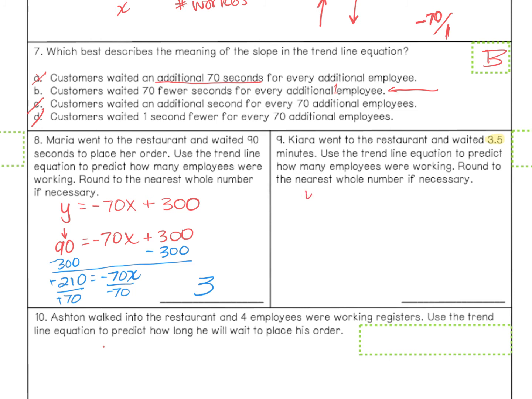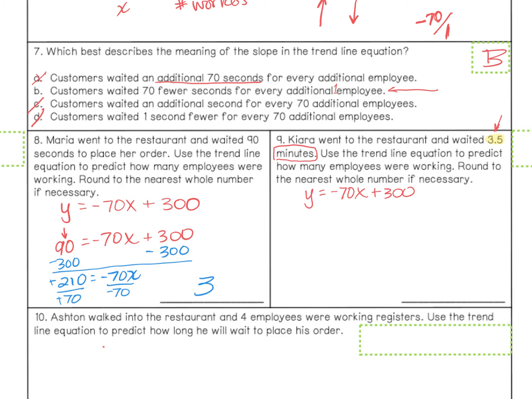All right, let's check this one out. I know I'm going to use my trend lines. This is a tricky one. Number 9 was tricky. Kiara went to the restaurant. She waited 3.5 minutes. Oh, what? Remember, our equation is based on seconds, not minutes. So I know I'm going to have to convert that to seconds. Let me finish reading the problem. Use the trend line to predict how many employees were working. So we're going to substitute for Y again because Y represents the wait time. But I need to convert 3.5 minutes to seconds.